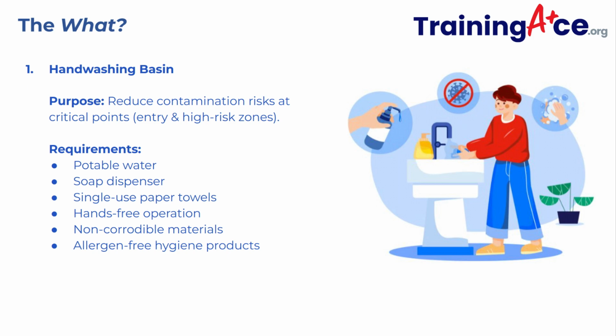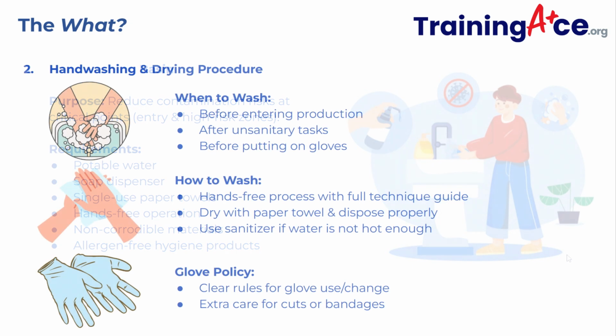First, facilities must have proper hand wash basins installed at critical control points, particularly at facility entrances and high-risk areas. These basins need to include potable water, soap, single-use towels, and ideally be hands-free. All materials must be non-corrosive, and soaps must be allergen-free.